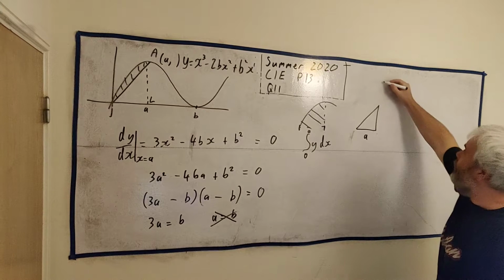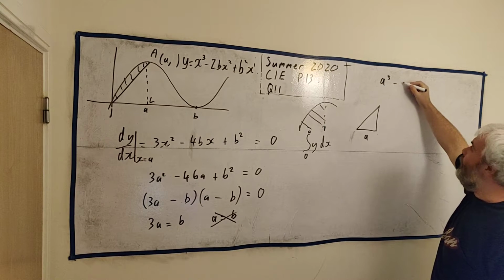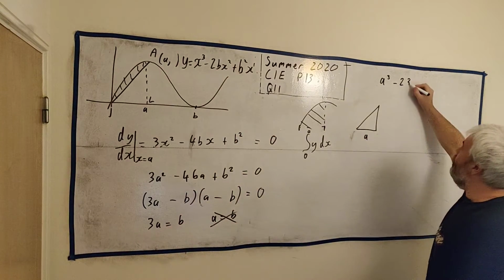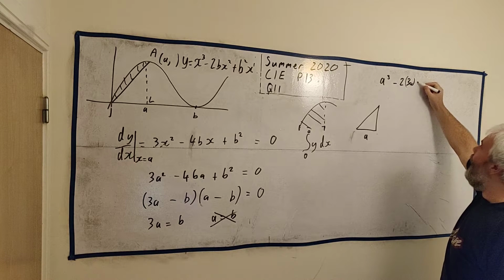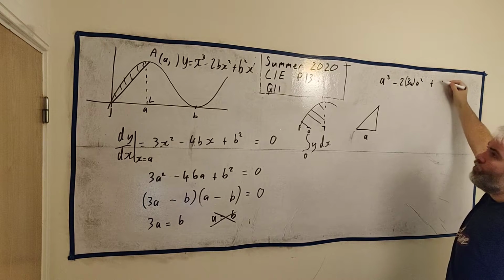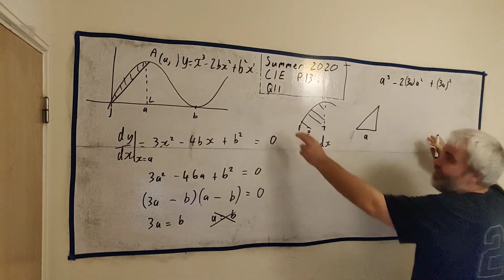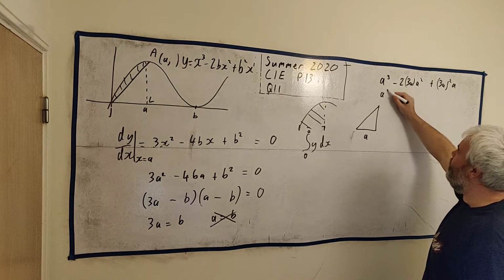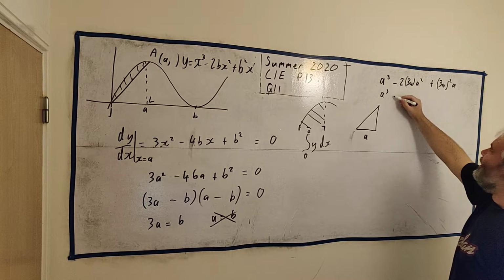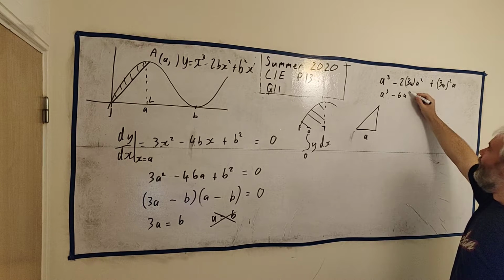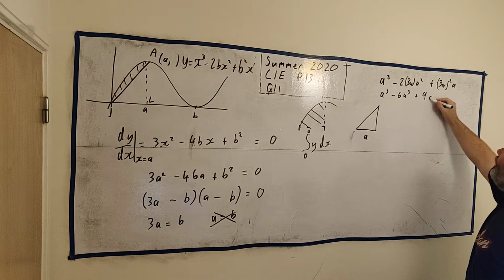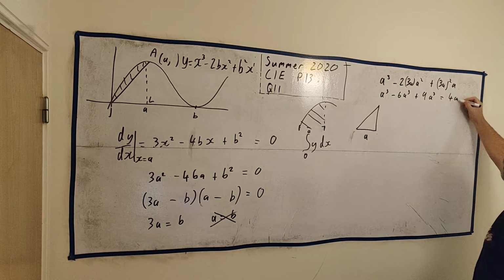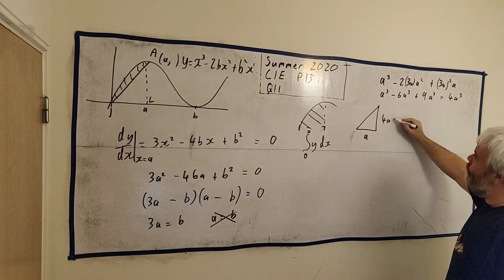Let me do that actually first. We get a cubed minus 2b, and instead of b, let's write 3a. So minus 2 times 3a times a squared, plus 3a squared, that's instead of b squared, times a. So this height, well, let's clean this up: a to the power of 3 minus 6a to the power of 3 plus 9a to the power of 3. Let's see, that's 10 minus 6 is 4a to the power of 3. So 4a to the power of 3.